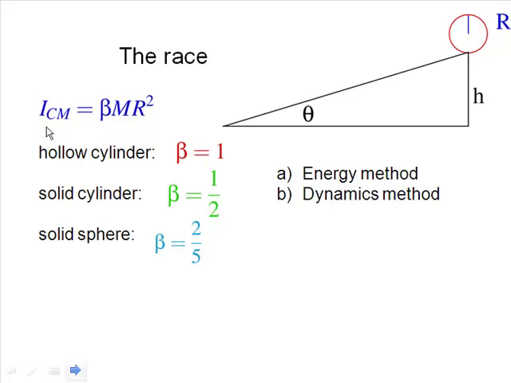So we know that the moment of inertia around the center of mass is equal to some constant times mr squared. For our hollow cylinder, the moment of inertia around the center of mass is just mr squared. For a solid cylinder, it's 1/2 mr squared. If it's a solid sphere, it's 2/5 mr squared. A hollow sphere would be 2/3 mr squared. And we want to see which one reaches the bottom first.